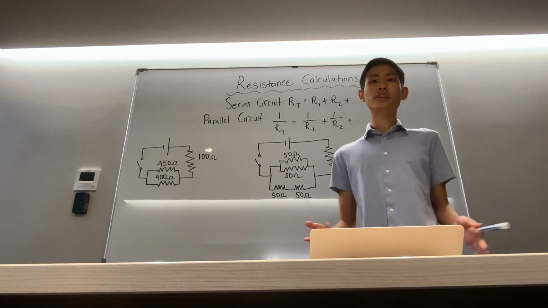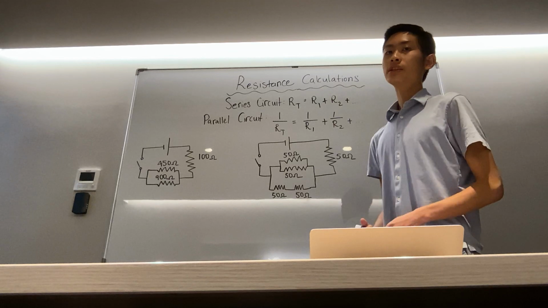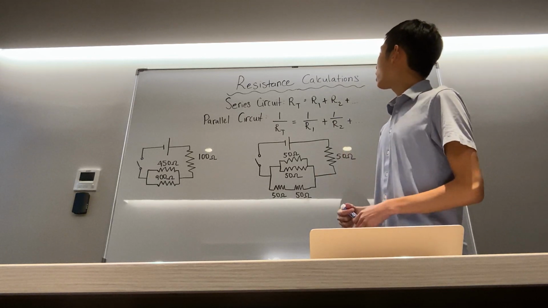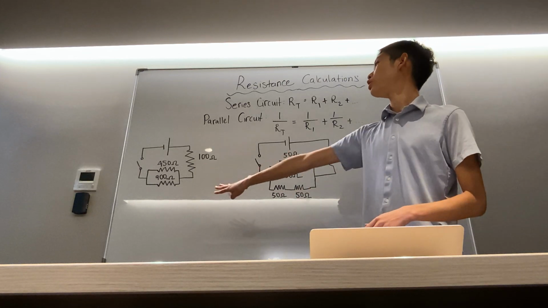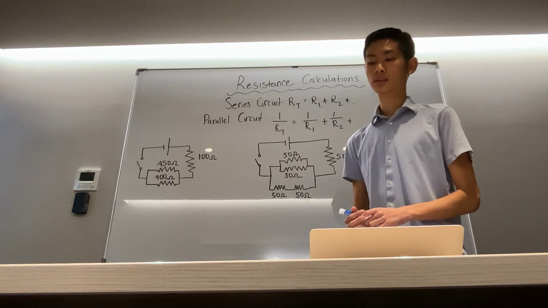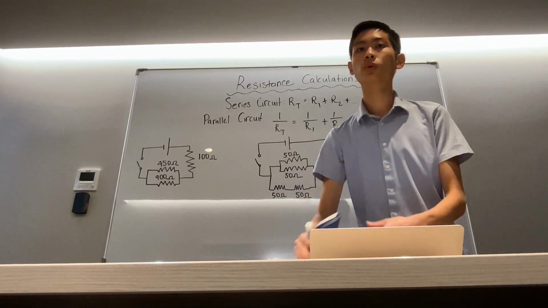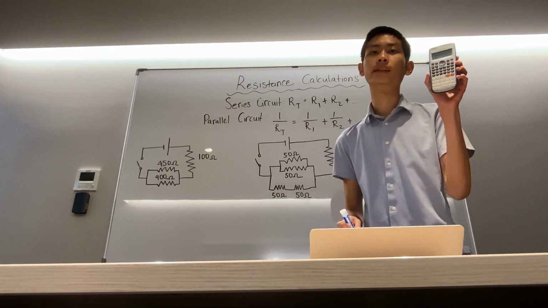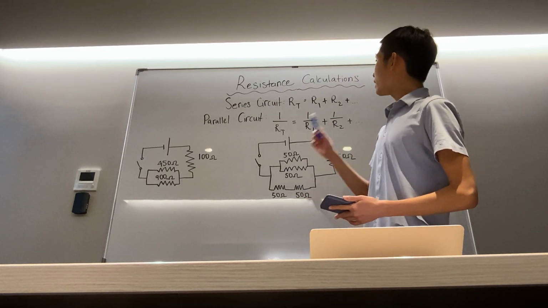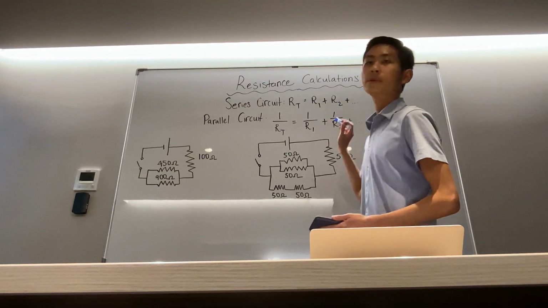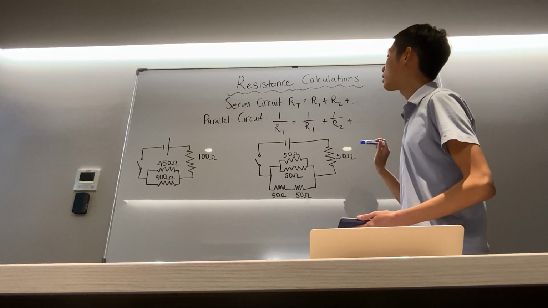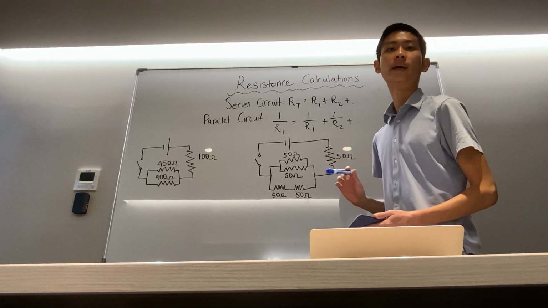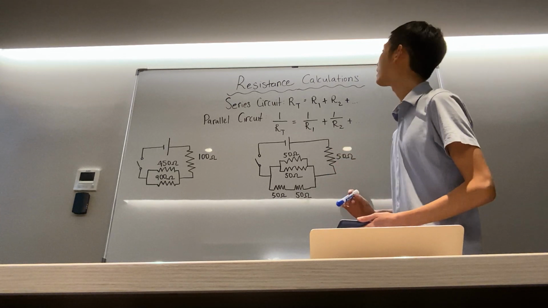Year 10 Physics students. Today, in this tutorial, we will be discussing resistance calculations and working on two complex problems. For this activity, you will require an electronic calculator. So let's take a look at two different types of circuits, series circuits and parallel circuits. They have different formulae to calculate resistance.